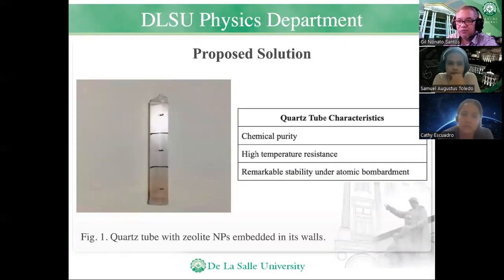So what is our proposed solution? We're going to apply the horizontal vapor phase crystal growth technique using a quartz tube. The advantage of this technique is the purity of the chemicals when processed. Also, the quartz can withstand high temperature and is stable when the atoms are depositing onto a substrate. The result is that the material is deposited on the walls when it is placed in a furnace.